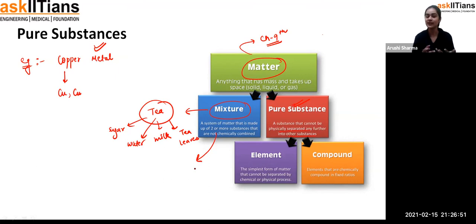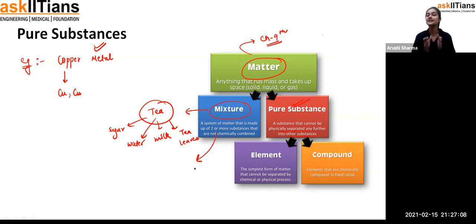But if I ask you to separate copper metal from copper, you will say, ma'am, it is copper only. How am I going to separate out anything else if it contains only one component? So that's how, student, matter is there. Matter is something which occupies space and also has some mass, and that's how we get different things like solid, liquid, and gases.